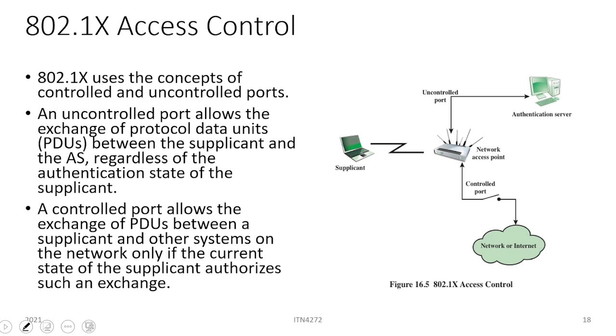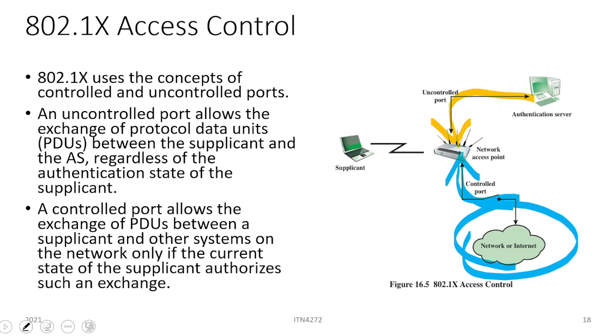What we essentially have in this one is our network or the internet, and that would be connected to what is known as a controlled port. If we are to reach that network or internet, it will have to go through what is known as a controlled port. We will have our authentication server attached as well.